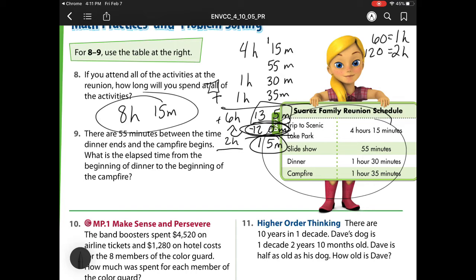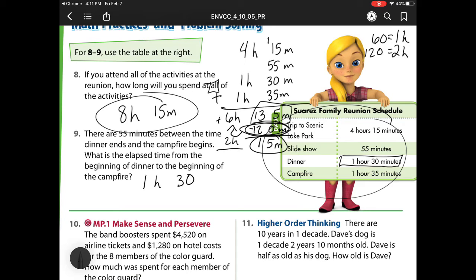For number 9, it says there are 55 minutes between the time dinner ends and the time campfire begins. What is the elapsed time from the beginning of dinner to the beginning of campfire? So here, let's see. Dinner starts at 1 hour and 30.